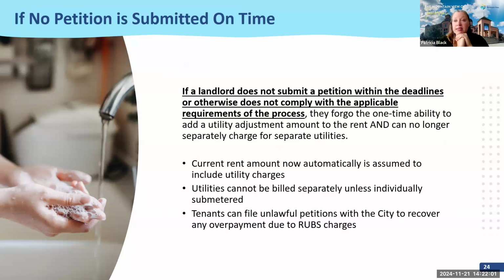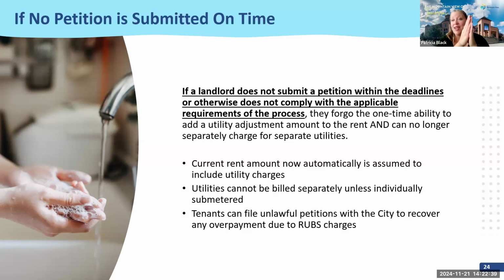I want to really highlight this next portion of the workshop that goes over what happens if you do not submit a petition within the deadlines. So if you do not submit a petition within the deadlines and your utilities are billed through RUBS, there are some significant consequences. You will forego the ability to add the utility adjustment amount to the rent, and you can no longer charge separately for utilities. The current rent now automatically assumes to include utility charges.